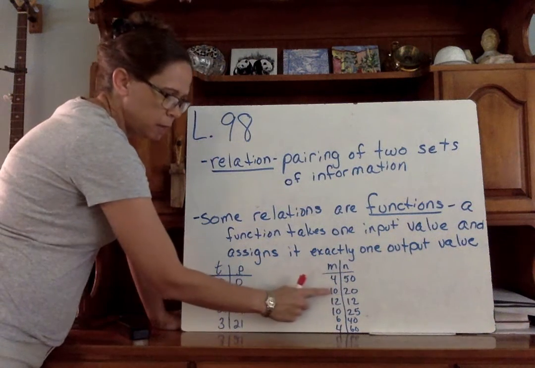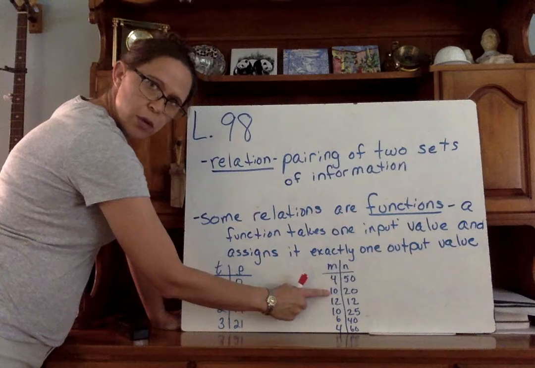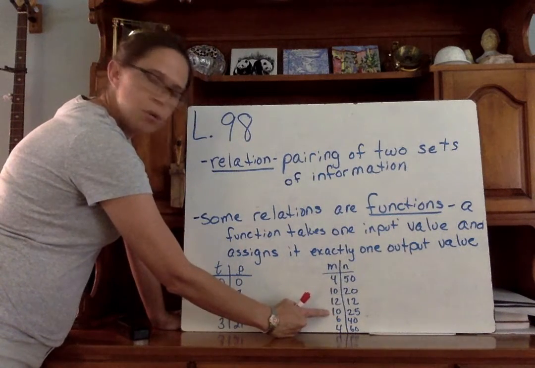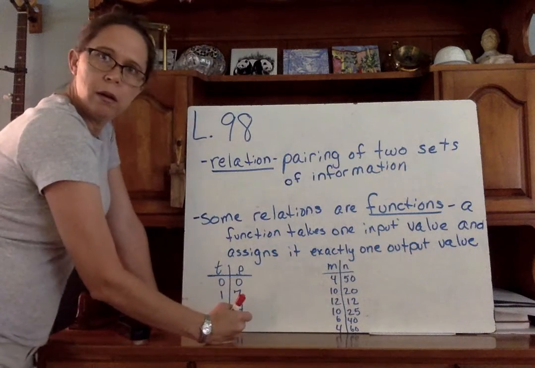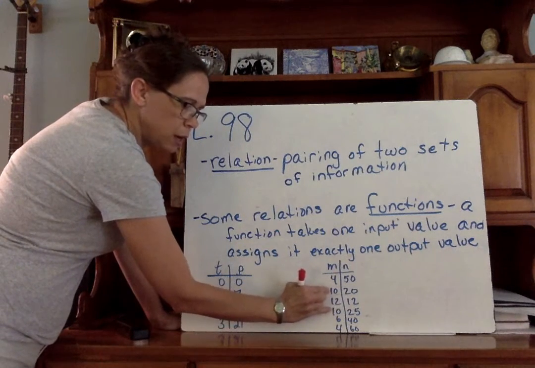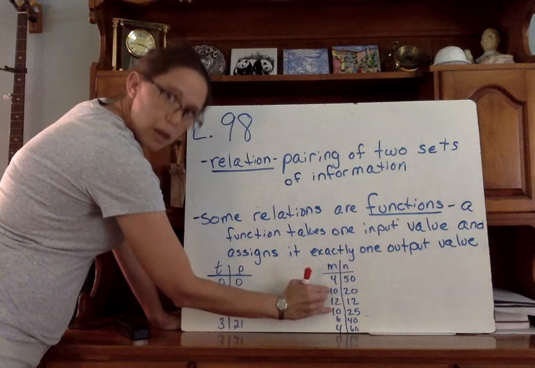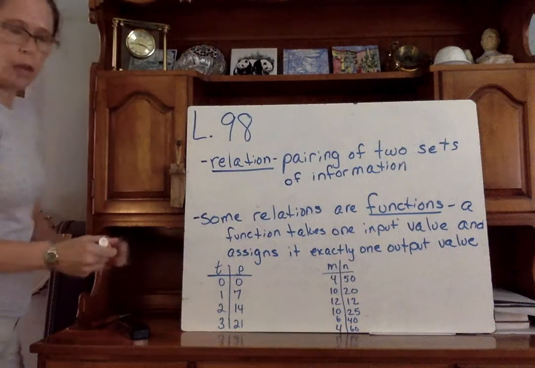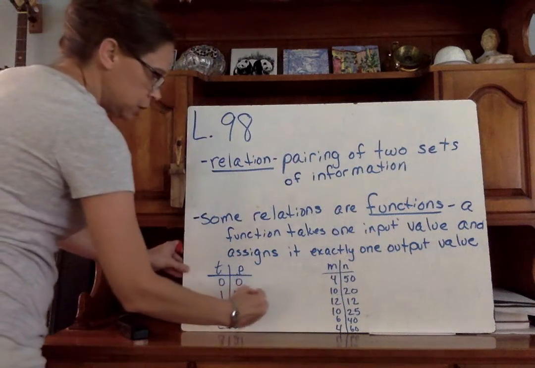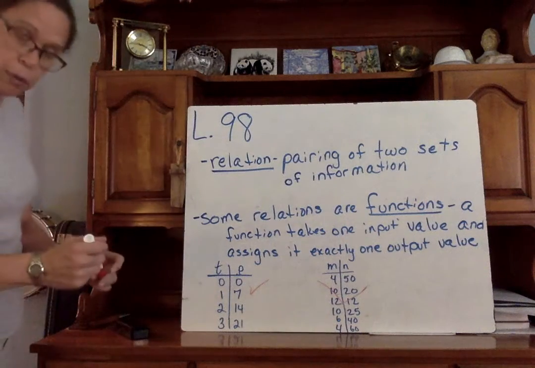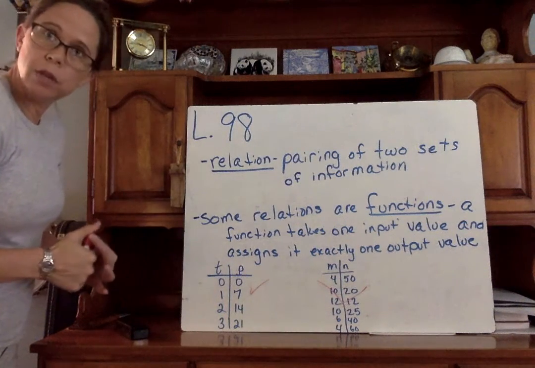Same thing with 10. He got there 10 minutes before school, 20 kids were there. On another day, he got there 10 minutes before school, 25 kids were there. For this to be a function, this unique input of 10 must give us the same output every time, and it doesn't. It gives us 20 and 25. So this relationship is a function. This one is not a function. It is a relation, but it's not a function.